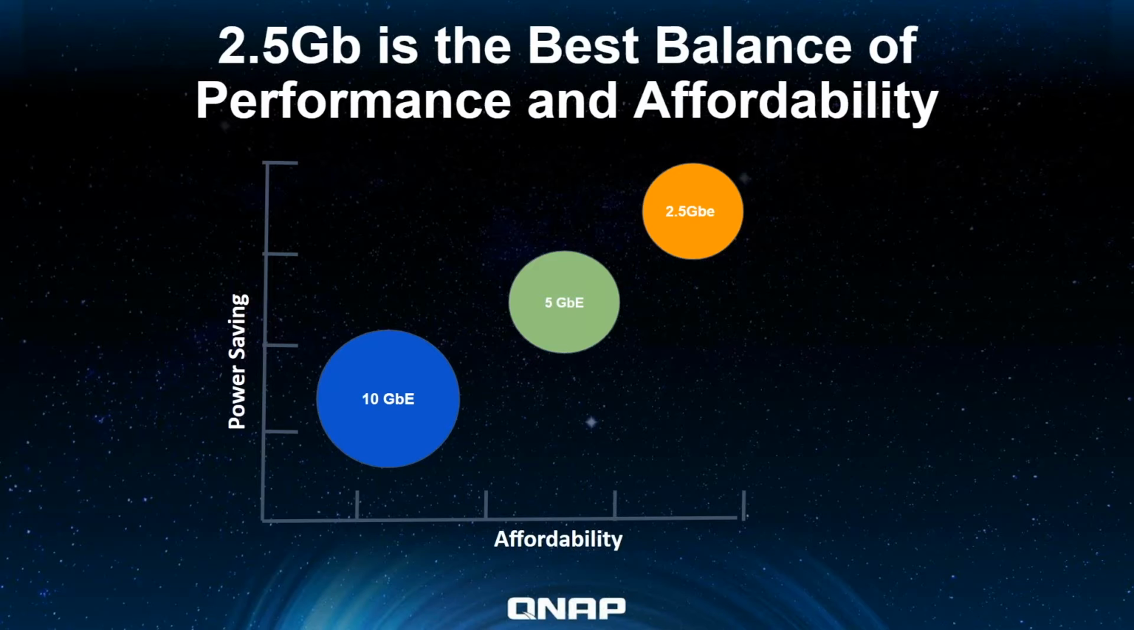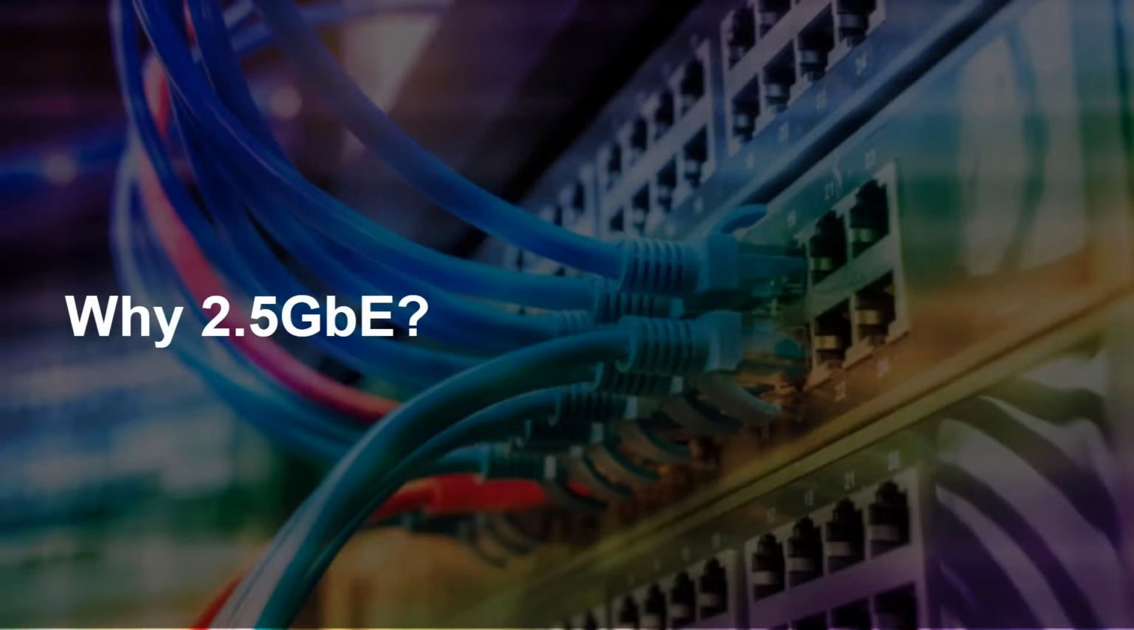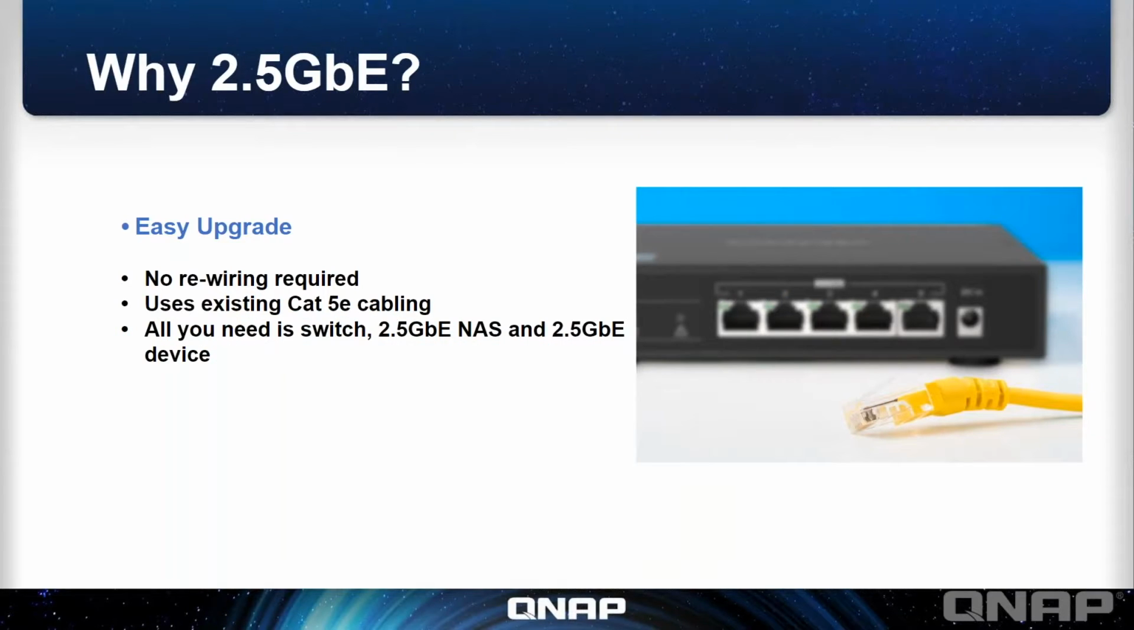So why 2.5 gig? It basically comes down to 3 factors. First, easy to upgrade. As many of you have heard the 10 gig buzzword in the past few years, 10 gig was and still is the wave of the future for connectivity. But to fully acquire true 10 gig speeds takes a little more than just buying a switch. For larger office environments, you would need to rewire to Cat6 cabling to fully benefit from 10 gig speeds. With 2.5 gig, you can use your existing Cat5e cabling.